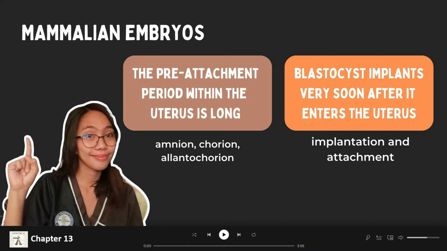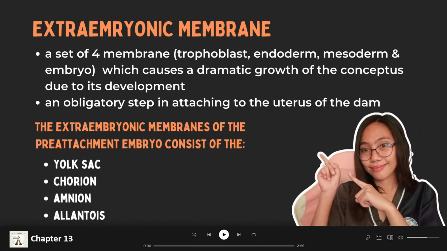In the second group, or the primates, the blastocyst implants very soon after it enters the uterus. The extraembryonic membranes form after implantation or attachment. Extraembryonic membrane is a set of four anatomically distinct membranes originating from trophoblast, endoderm, mesoderm, and embryo. This membrane causes a dramatic growth of the conceptus due to its development.